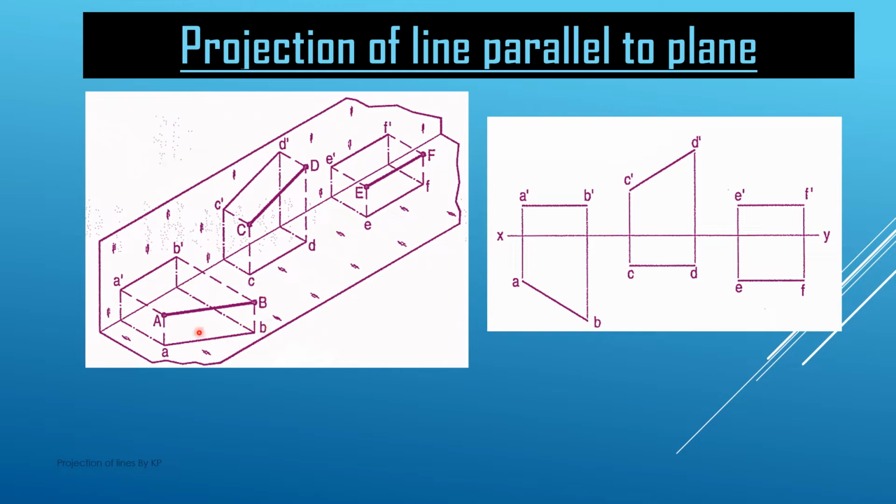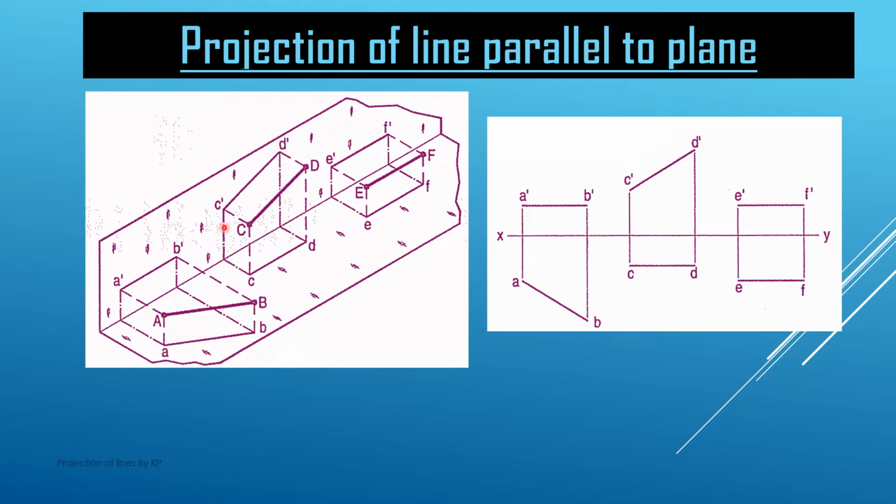Here we introduce the concept of true length. When we are taking the projection of this line AB from the top side in the first case, this small ab will represent the true length of the line AB. Although this A dash and B dash is not the true length, it is a certain reduced length of the line. The length of the projection A dash B dash is less than the actual length of the line AB.